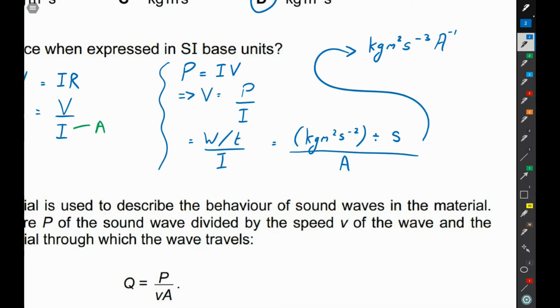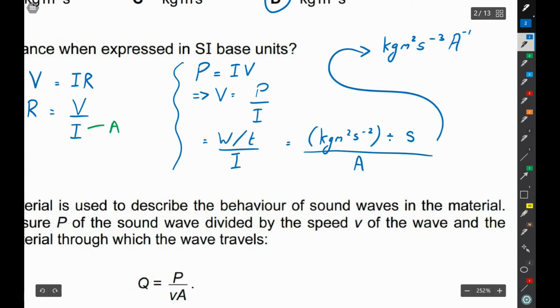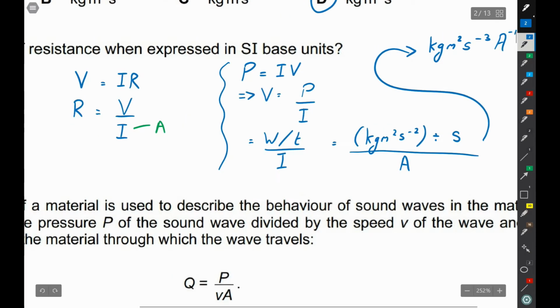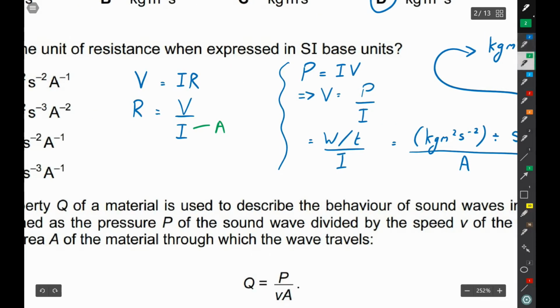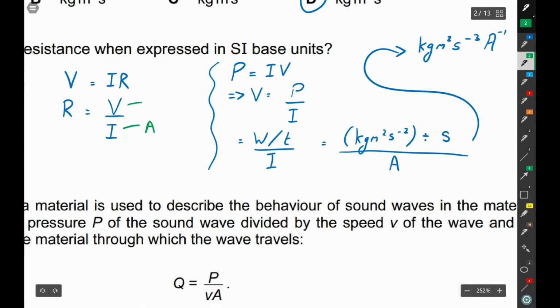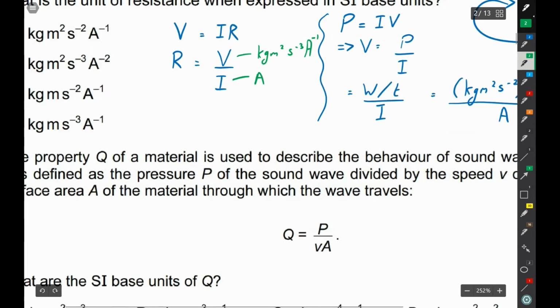So this is the unit for power. ठीक है, not power, sorry, this is the unit for volt, sorry, potential difference या voltage. ठीक है, उसको मैं यहाँ पे पुट करूँगा. So kg m2 s minus 3 A minus 1.